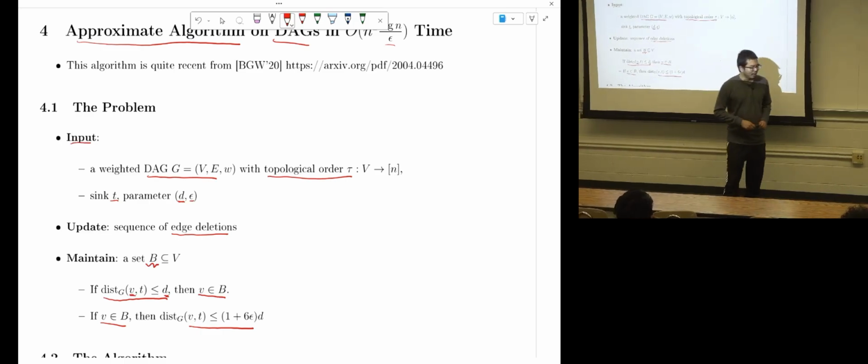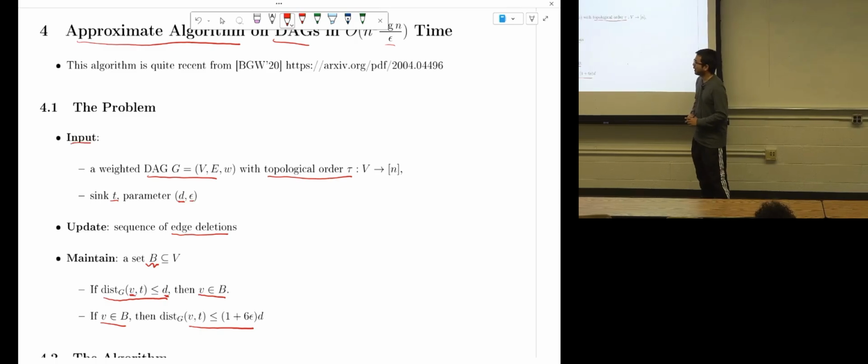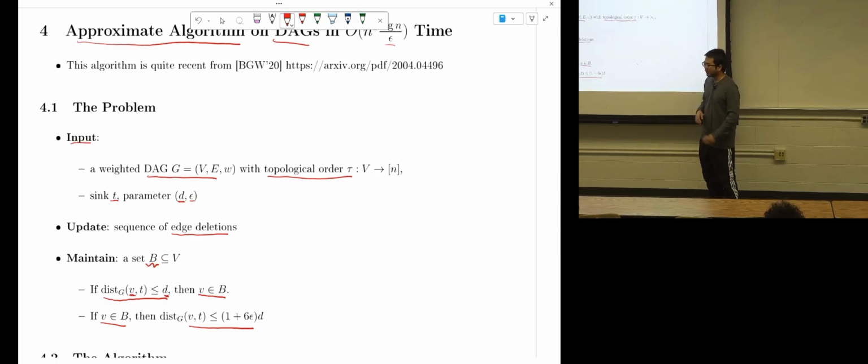Yeah. But let me ask you an even more trivial one. Suppose that, even just, can you recall the algorithm for maintaining distance exactly? Actually, what do we do there? Like the one that spends maybe mn time, the slow one. What do we do?